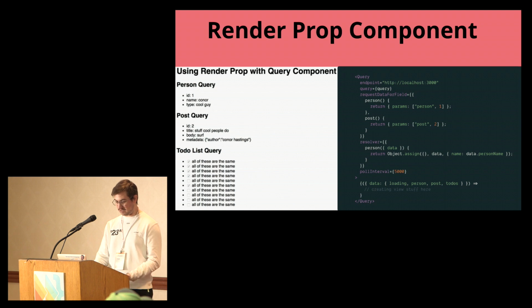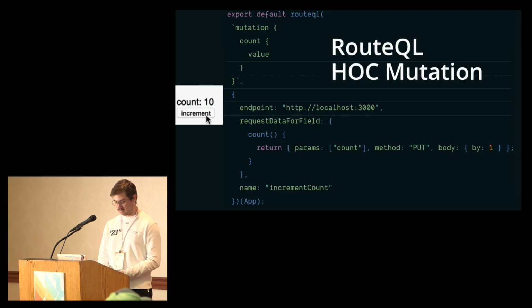And here, the same thing, but a mutation. So it's actually hitting this data. You see an override method here because it's actually doing a put, and it's incrementing a count by one. So it's using an argument. And you see mutation count value, and then this will return the new value. Here's the same thing as a render prop.